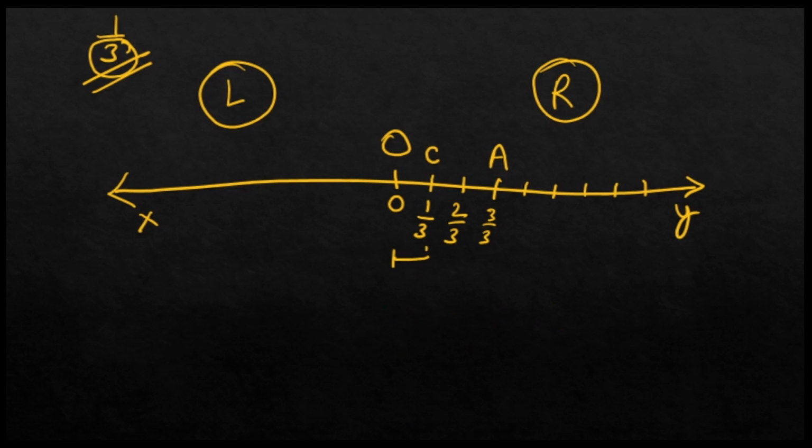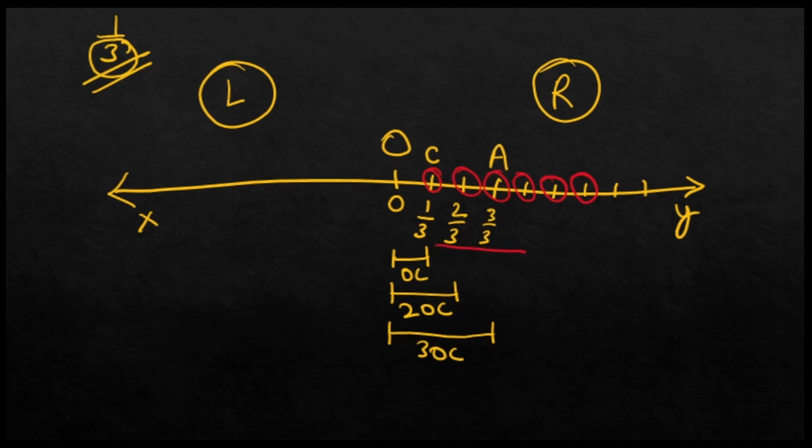The first point is at distance OC. The distance from O to the second point is 2OC, and the distance from O to the next point is 3OC. These points at equal distances denote the rational numbers. Let's write some more: 4 by 3, 5 by 3, 6 by 3, and so on.